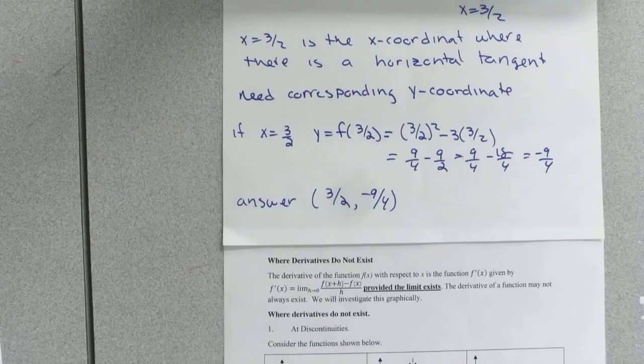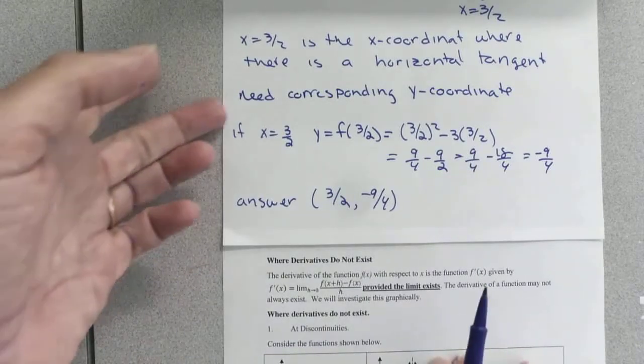So kind of alluding to what I already said, the derivative of a function with respect to x is the function f prime of x given by the limit as h goes to 0 of f of x plus h minus f of x all over h, provided the limit exists. Limits don't always exist. So there'll be times when the derivative doesn't exist, and we're going to investigate this graphically. We're not going to prove anything, you're just going to believe what I say here. We're going to investigate it graphically and find particular points where derivatives don't exist.